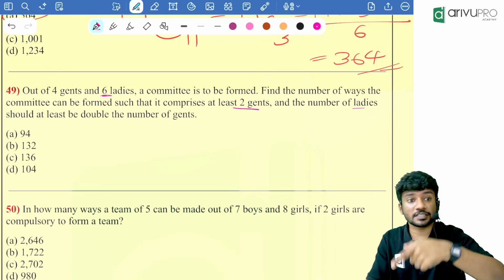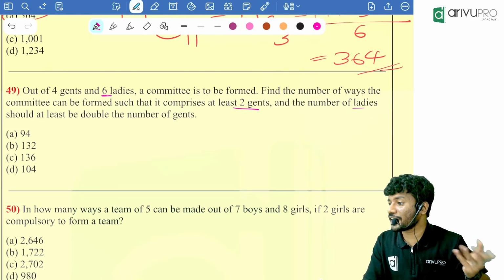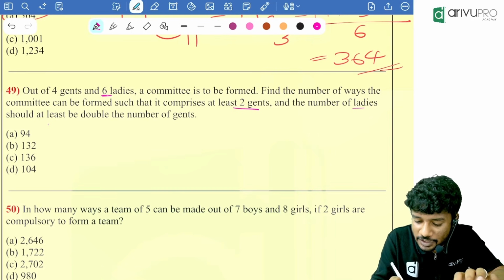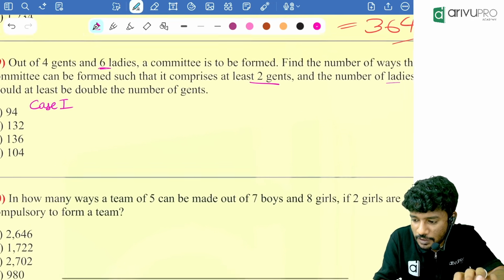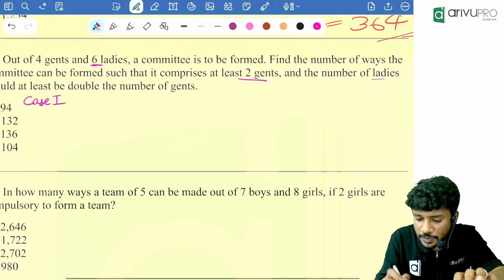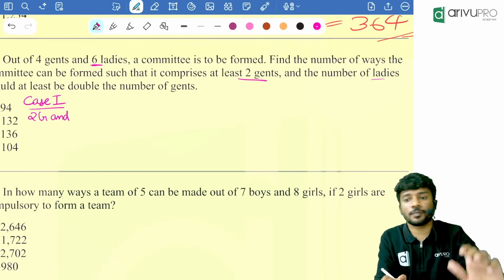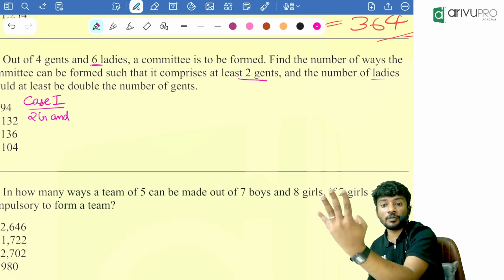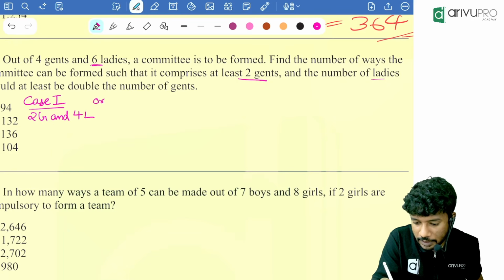If there are 4 gents, is anything possible? None of it is possible. Why? Double of 4 is 8. Are there 8 ladies? No. So what are the conditions? Case 1. Everyone, listen very carefully. Case 1 is, we are choosing at least 2 gents, meaning 2 gents. And how many ladies are possible? At least double the number of gents, double of 2 is 4. 4 ladies. Or case 2.